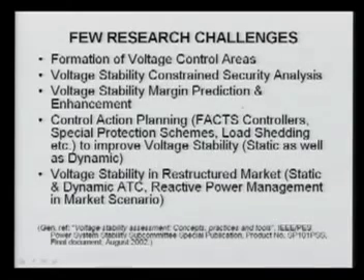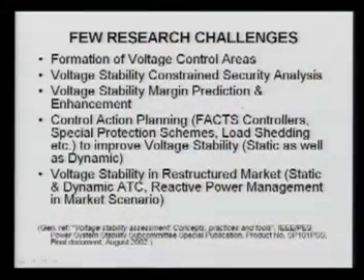So the control action planning, that is FACTS controller, special protection scheme, load settings to improve the voltage stability, static as well as dynamic. A lot of work has already been done in that area, such as load shedding to improve the voltage stability, and how we can have special protection schemes that are fast and reliable, so that we can eliminate the areas which are having the voltage instability problem, and also that we can use the FACTS controllers, which can enhance the voltage stability margins as well.